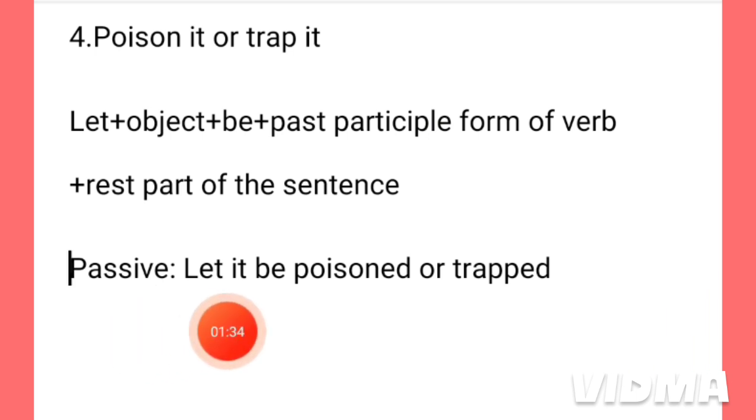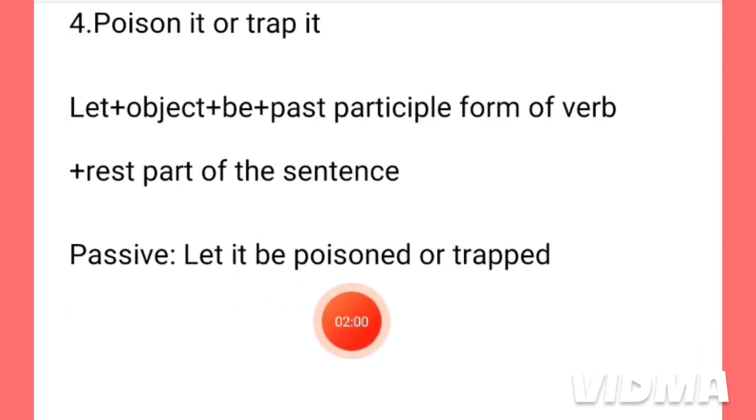First, we have written here let. Here, the object is eat, because someone is being asked to trap eat, to poison or trap eat. So, eat is the object here. We have written here eat. Then we have added a be verb according to this rule. Then poisoned, this is the past participle form of the verb.